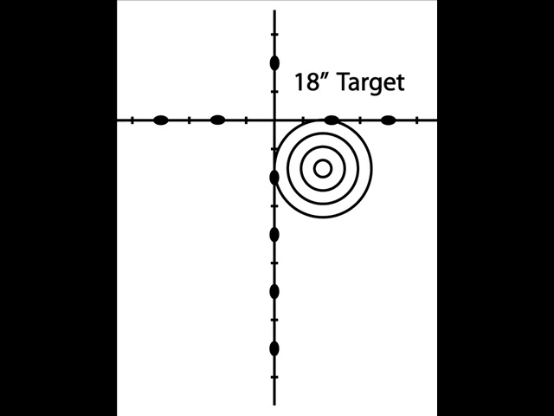Alright, this is what you're going to see when you look through your scope. This is your mil dot reticle. And right now we're going to determine the distance of an 18-inch diameter bullseye target. Let's assume that looking through your scope, this is the view you see.